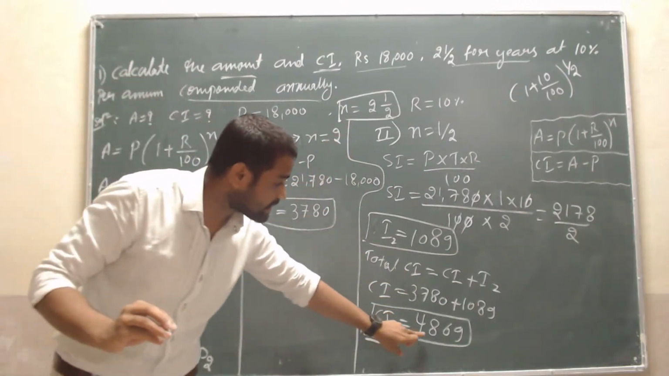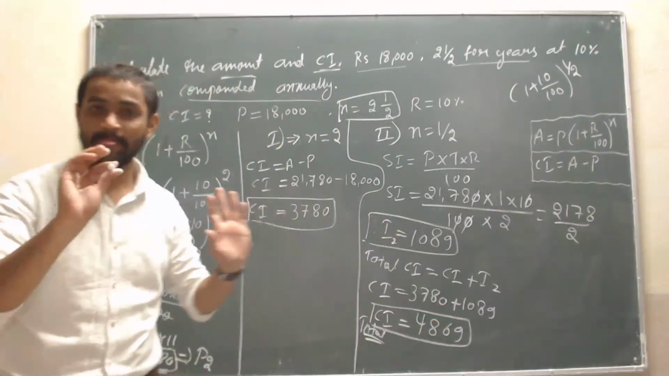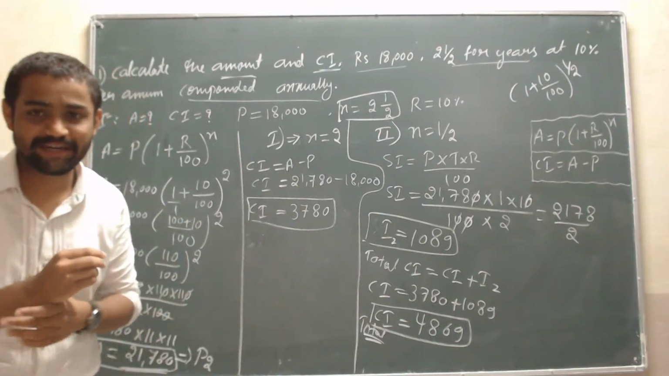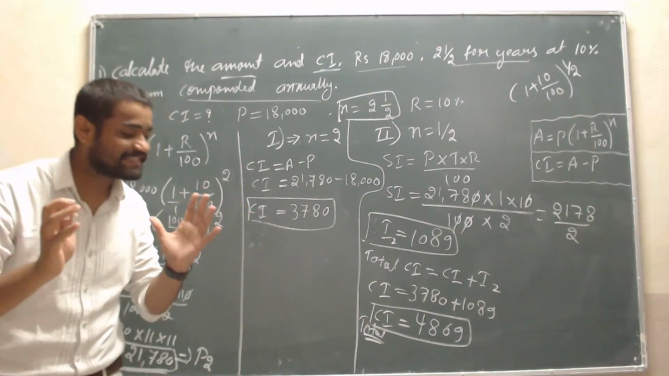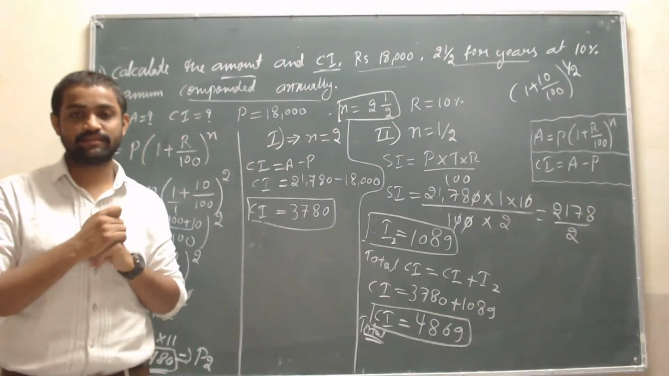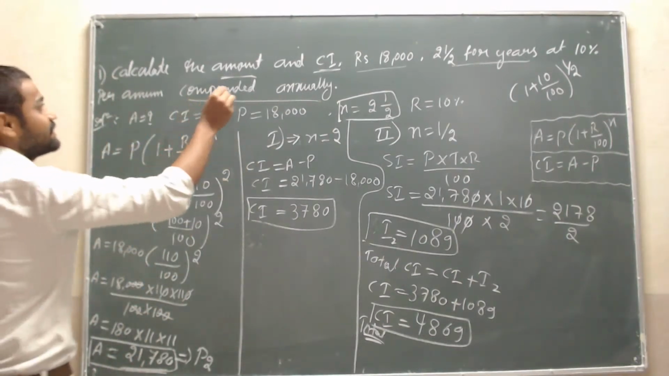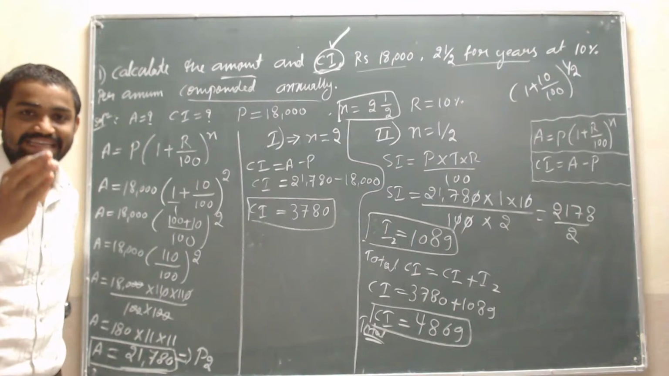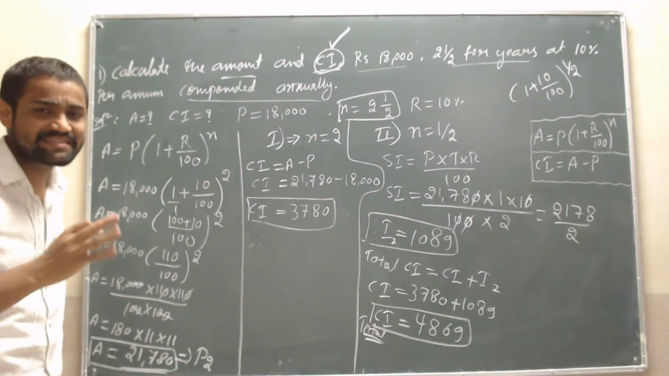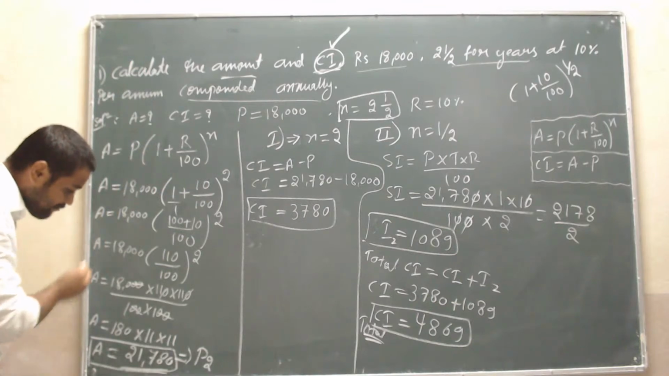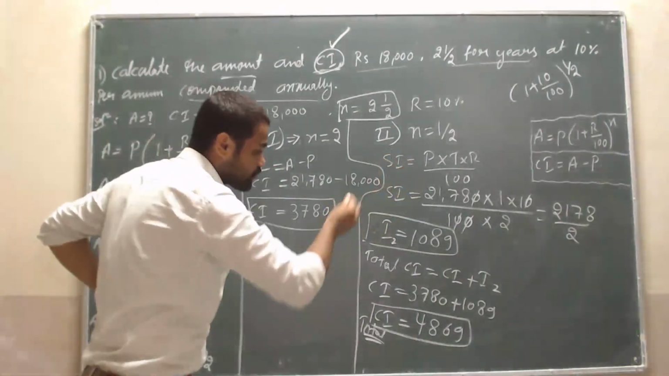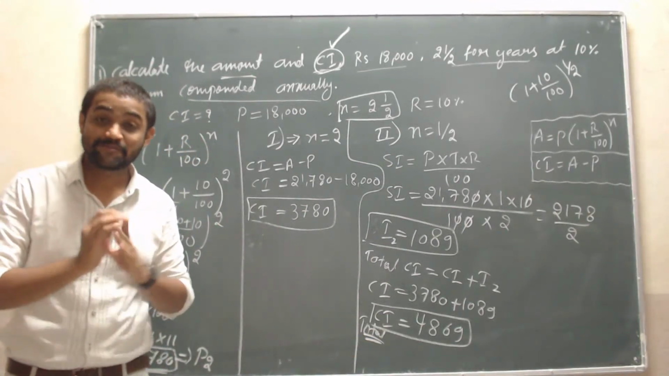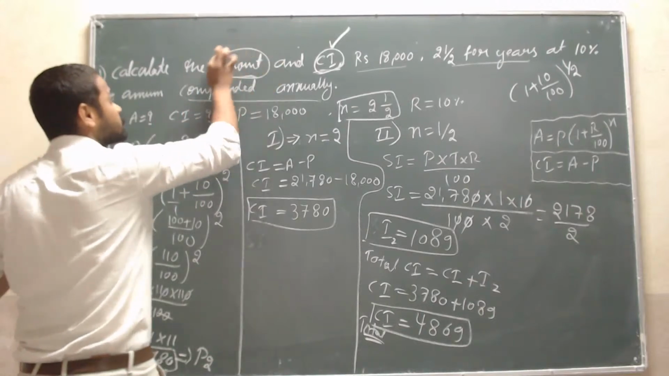What is that? 4,869. Sir, now what have we got? Compound interest, sir. Yes, very good. 4,869 rupees is the compound interest. Sir, compound interest is over. Then again we have to find out the amount. See here, we have found only the compound interest for 2.5 years. After such a big method, we only found out the compound interest. So again we have to find out the amount.